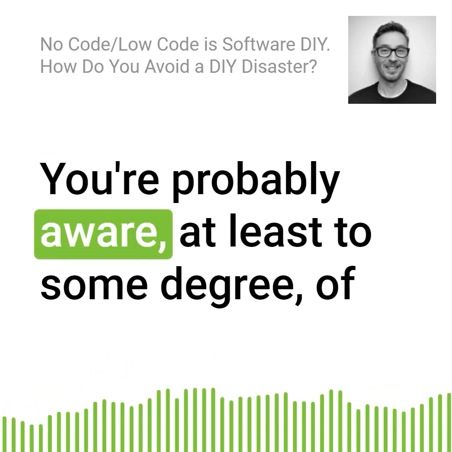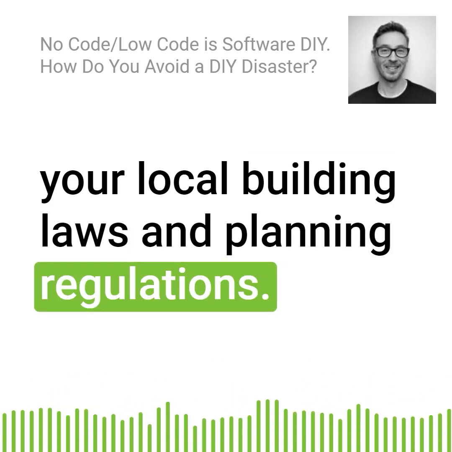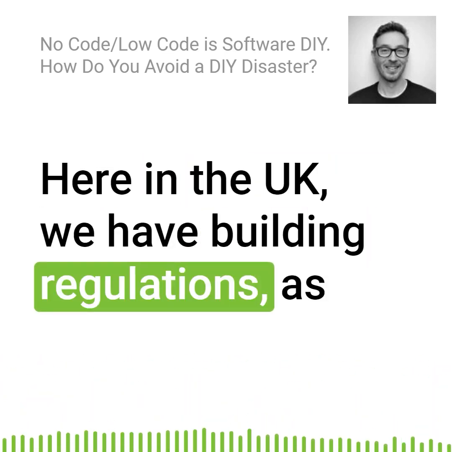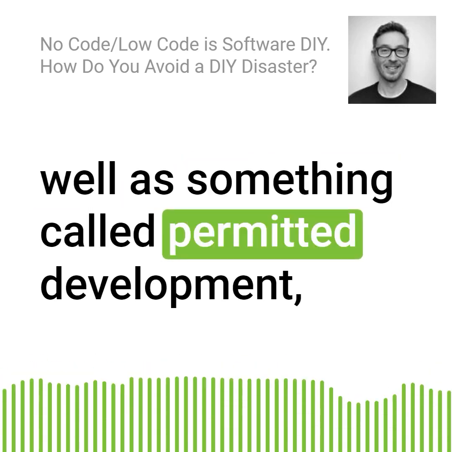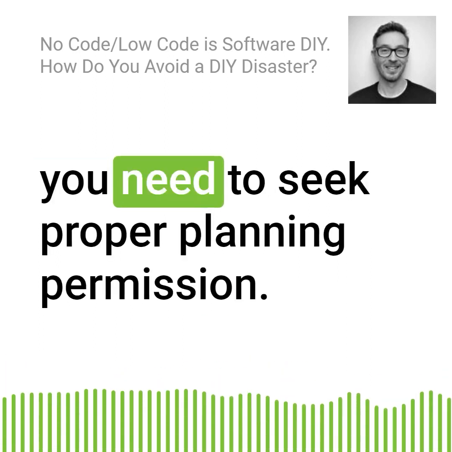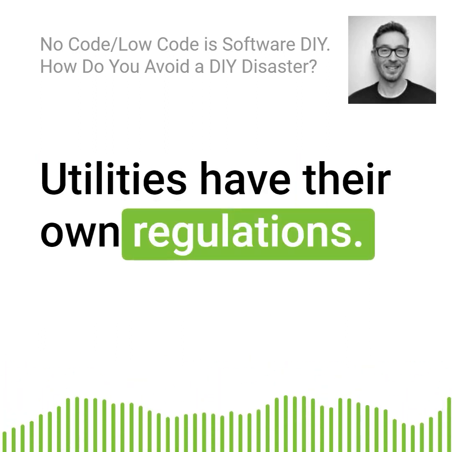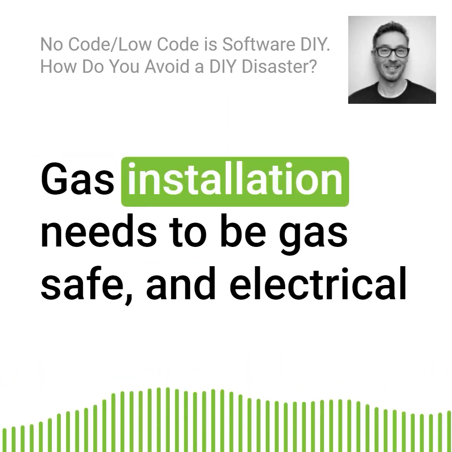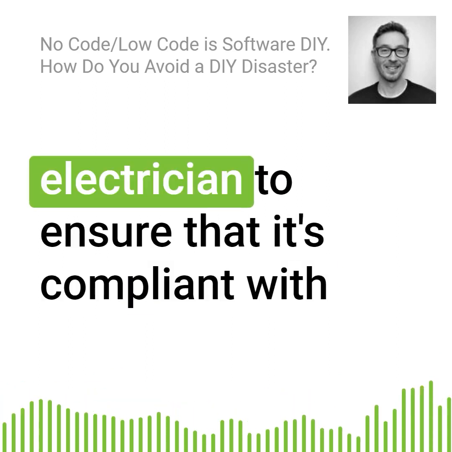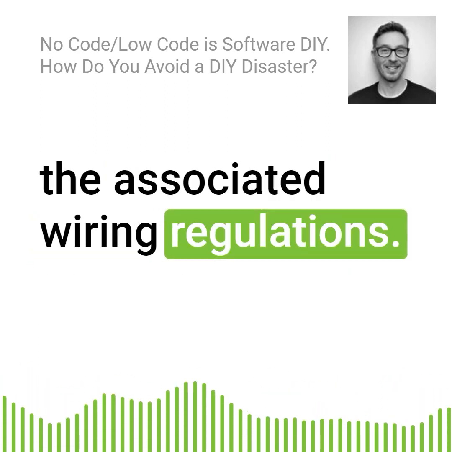3. Ignoring codes or regulations. You're probably aware, at least to some degree, of your local building laws and planning regulations. Here in the UK, we have building regulations, as well as something called permitted development, which lays out what you can and can't do before you need to seek proper planning permission. Utilities have their own regulations. Gas installation needs to be gas safe, and electrical work should be carried out by a registered electrician to ensure that it's compliant with the associated wiring regulations.